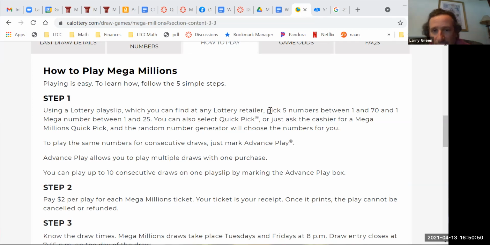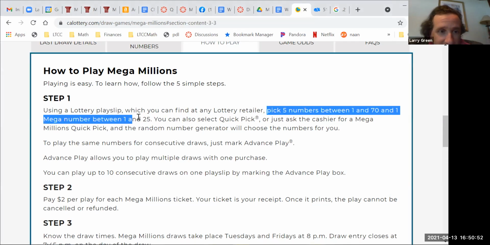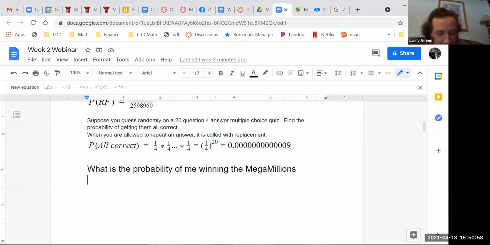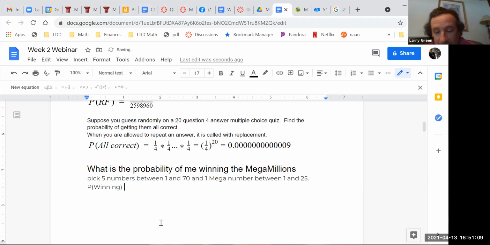So 5 numbers. In fact, let's just copy and paste this into Google. So that's the rules. And we want the probability of winning. Okay. Any questions on our goal?